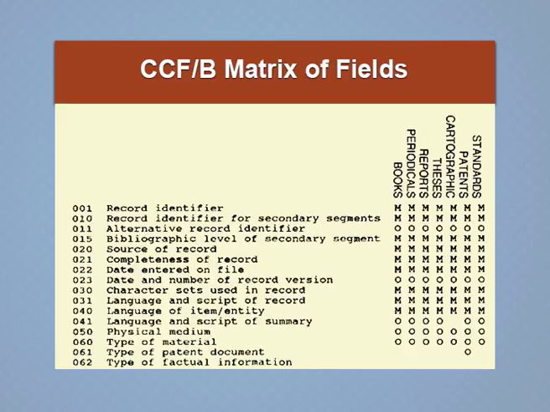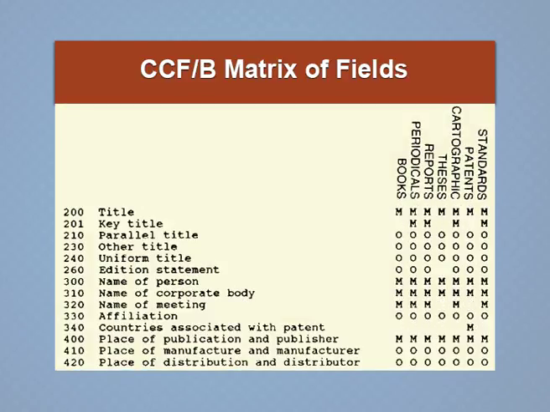For example, if you go by the column books, fields 1, 2, 3, 4, 5, 6, 7, 8, 9 are mandatory, and the rest of the fields are optional in the group of number and coded fields. Now, if we look at the major bibliographic fields like title, key title, parallel title, edition, name of the person, here also you can have guidance.